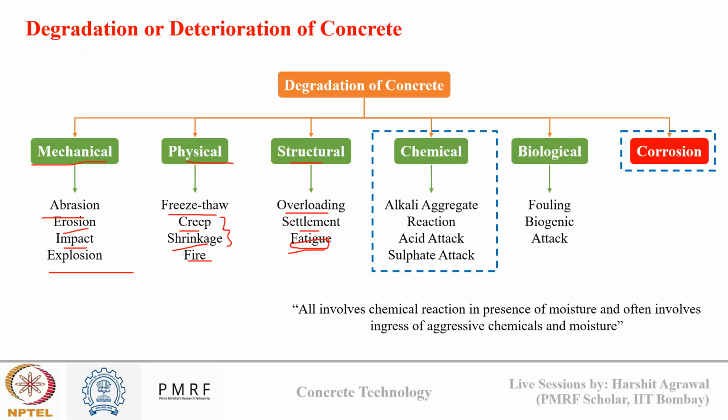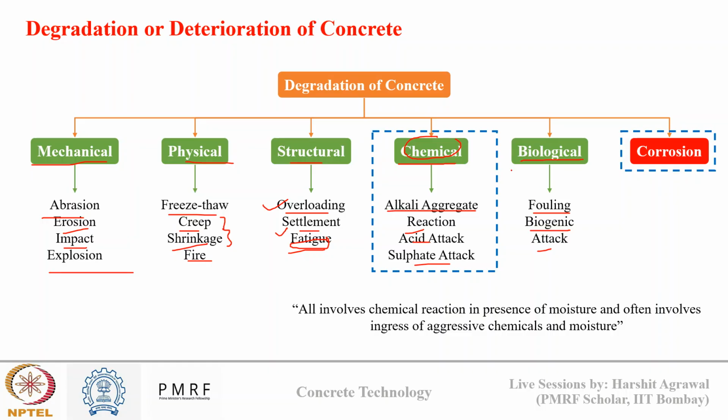Settlement is the differential settlement of soil, and overloading is like we have designed a structure for a certain limit and we are loading it more than that limit, so that becomes overloading degradation. Then there is chemical degradation, which can be due to alkali aggregate reaction, acid attack, and sulfate attack. There is biological degradation due to fouling and biogenic attack. And then there is corrosion of embedded reinforcement. Okay, so for today, we will be discussing this chemical degradation and corrosion.